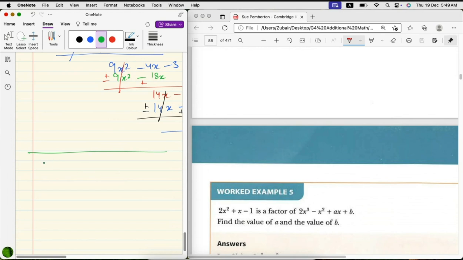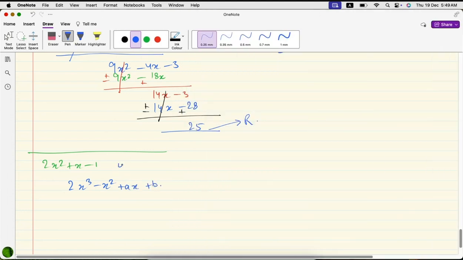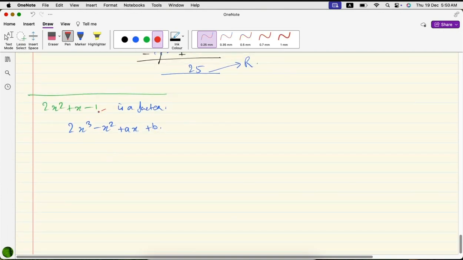Question is that 2x square plus x minus 1 is a factor of 2x cube minus x square plus ax plus b. It says is a factor means remainder should be 0. We cannot substitute this in the given polynomial, so we're going to work that out. 2x square plus x minus 1, split it into linear factors.